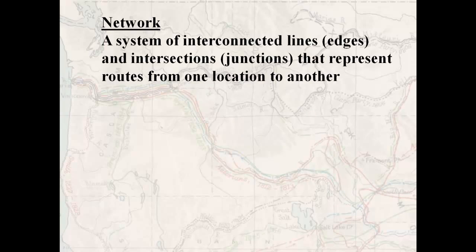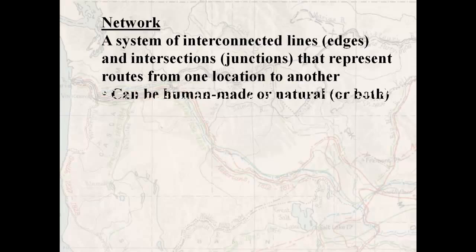So what's a network? It's a system of interconnected lines and intersections that represent routes from one location to another. Okay, so it's lines and intersections. The intersections you can think of as points. When you're talking in network terminology, the lines will be called edges and the intersections will be called junctions. So you've got to remember this network terminology. Edges and junctions are the equivalent of lines and points.